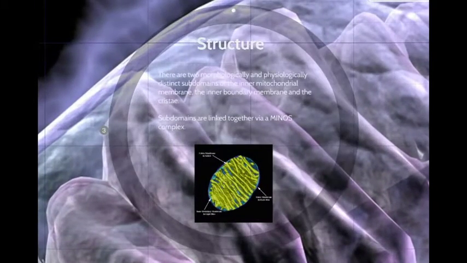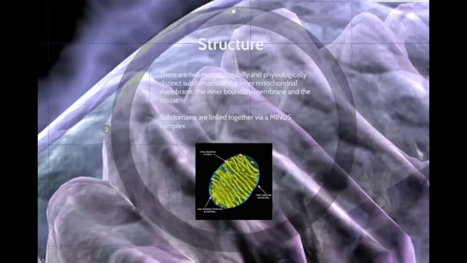Structure. There are two morphologically and physiologically distinct subdomains of the inner mitochondrial membrane, the inner boundary membrane and the cristae. Subdomains are linked together by a MINOS complex.